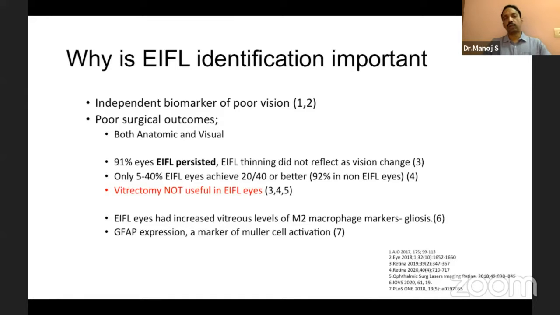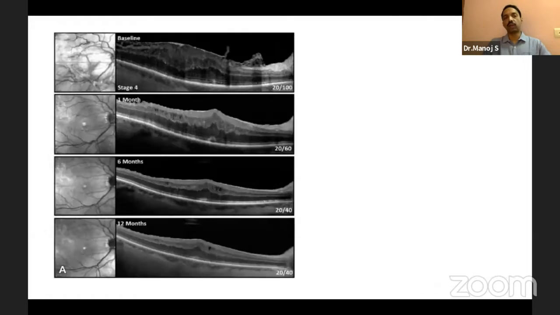It is important because it is an independent biomarker of poor visual acuity in patients with epiretinal membrane. In terms of surgical outcomes, both anatomical and visual outcomes are poor in these eyes. So the consensus is that vitrectomy is not very useful in terms of regaining good visual acuity in patients with IFL.